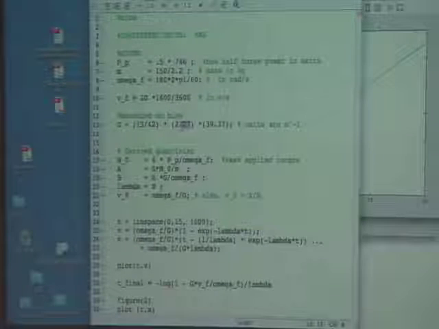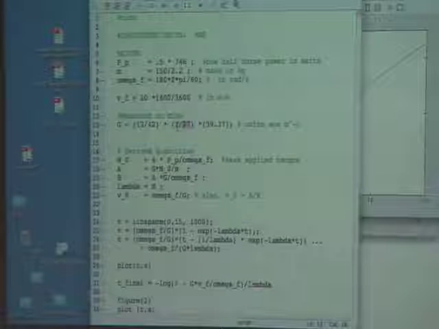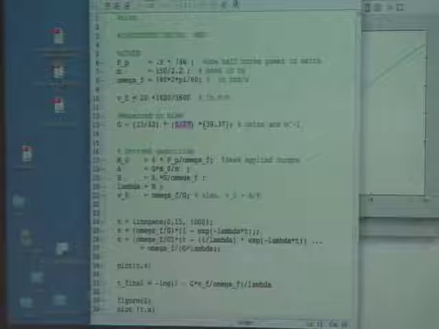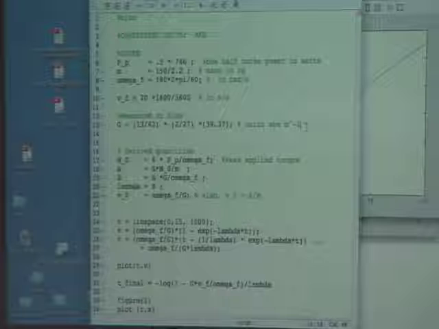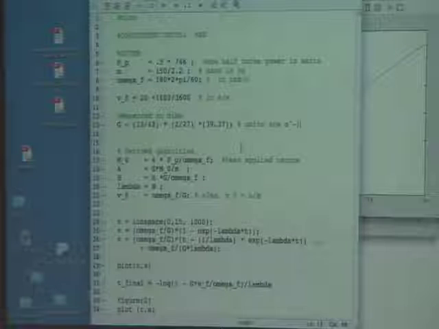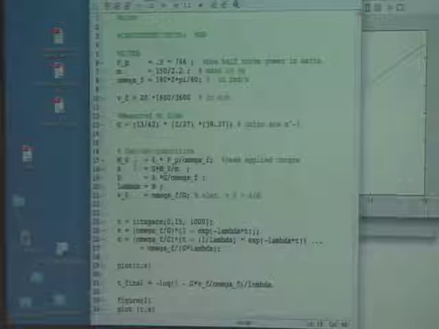27 is the diameter of a bike wheel in inches. Divide by 2, but this is on the bottom of the fraction, and we have to correct to get this into meters, so there's a 39.37. This whole thing then is a gear ratio in reciprocal meters. Then we have these derived quantities.